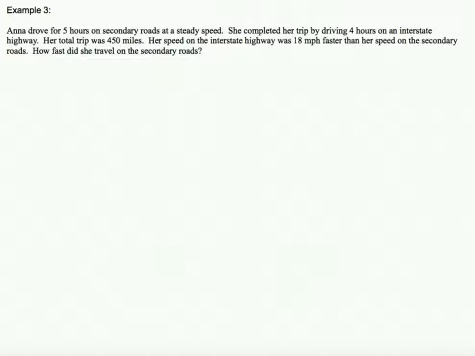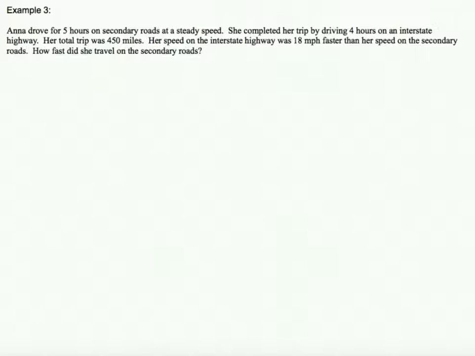Example 3. Anna drove for 5 hours on secondary roads at a steady speed. She completed her trip by driving 4 hours on an interstate highway. Her total trip was 450 miles. Her speed on the interstate highway was 18 miles per hour faster than her speed on the secondary roads. How fast did she travel on the secondary roads?